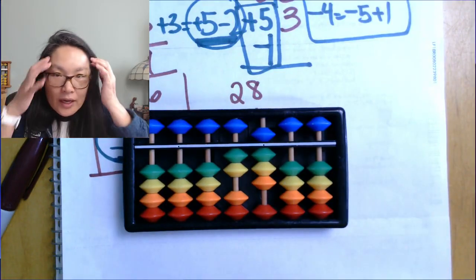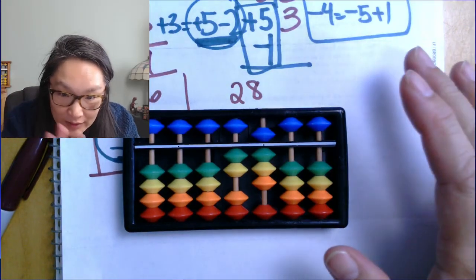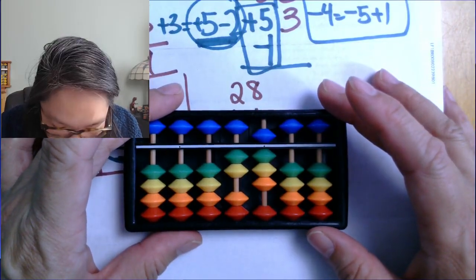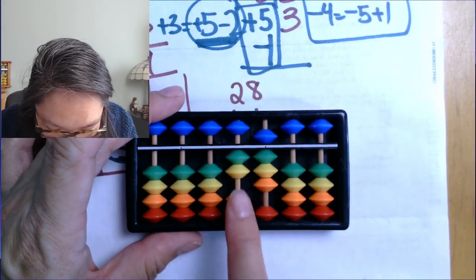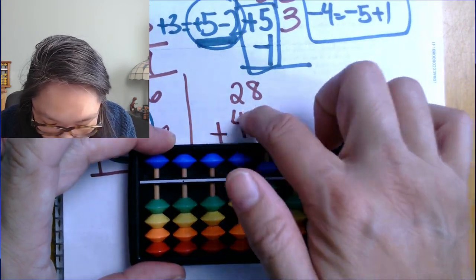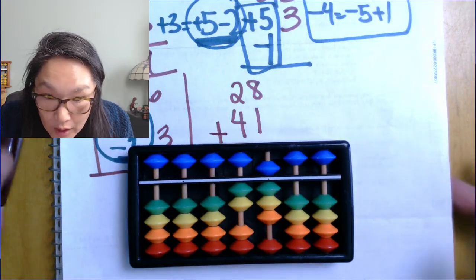There's some people that already know it. So let me know if you have any questions. We are talking about adding double digits. So if I have 28, I have 2 and I have 8. I am going to come down and add the 4. But notice I don't have enough beads to add the 4. I need to move this up.